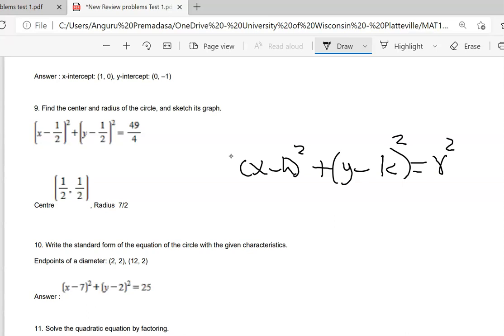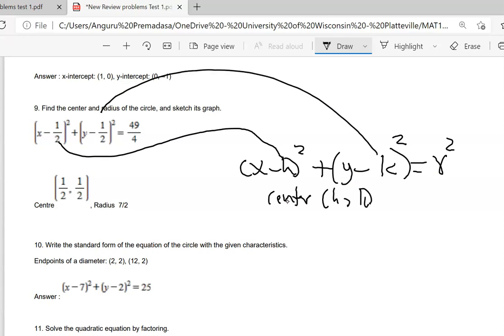You need to compare with this, and when you compare, you can see that the 1/2 is like h. So h and k are the center. When you identify your h and k, you can find out what the center is, and if you identify r, you can find the radius. You actually identify r squared, so by taking the square root of the right-hand side, you can find r, the radius. So that's a very easy problem.